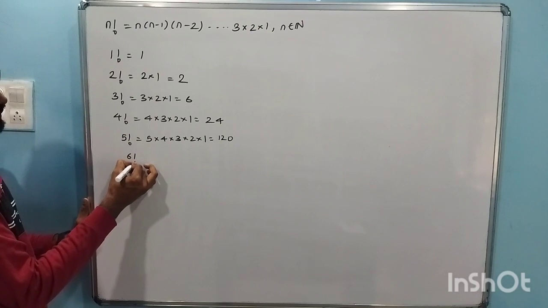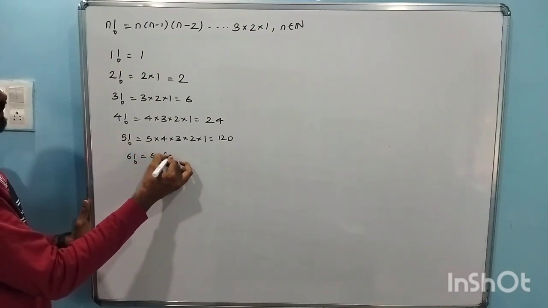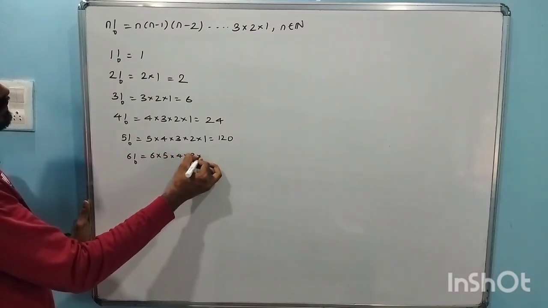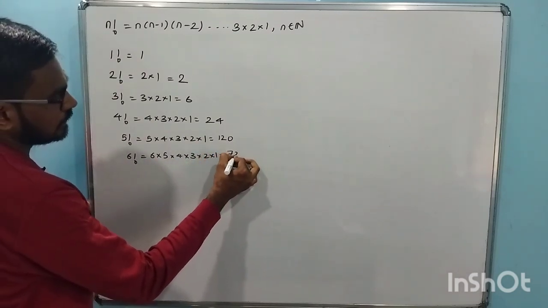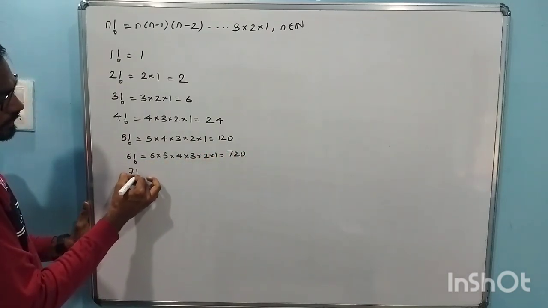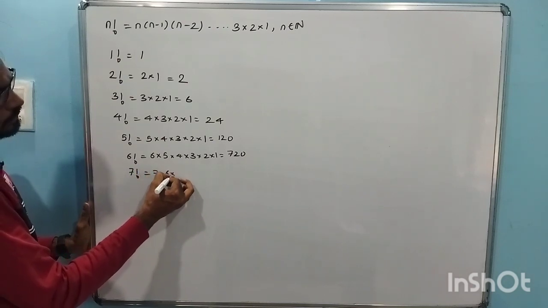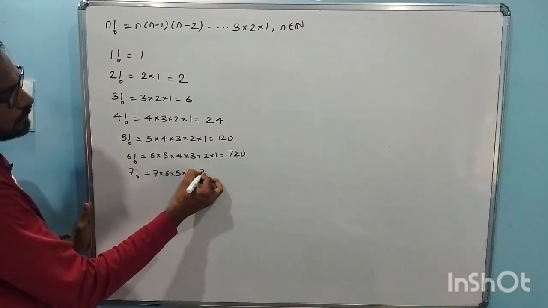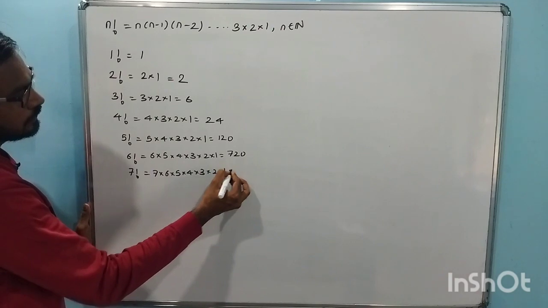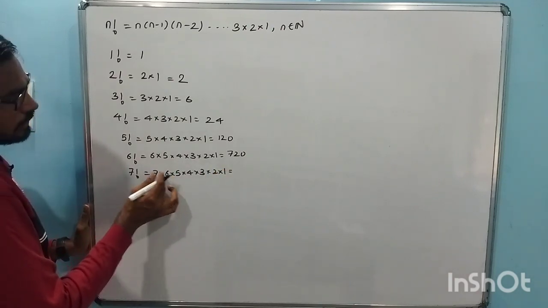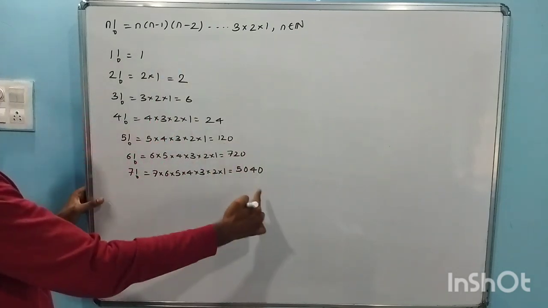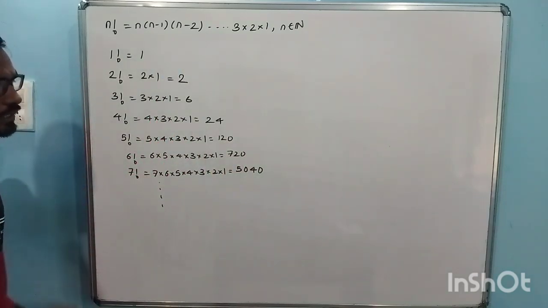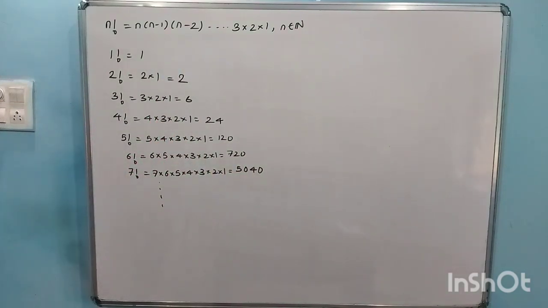6 factorial is 6 into 5 into 4 into 3 into 2 into 1, so 120 into 6, which is 720. And 7 factorial is 7 into 6 into 5 into 4 into 3 into 2 into 1, which is 720 into 7, which is 5040. And so on, 8 factorial, 9 factorial.